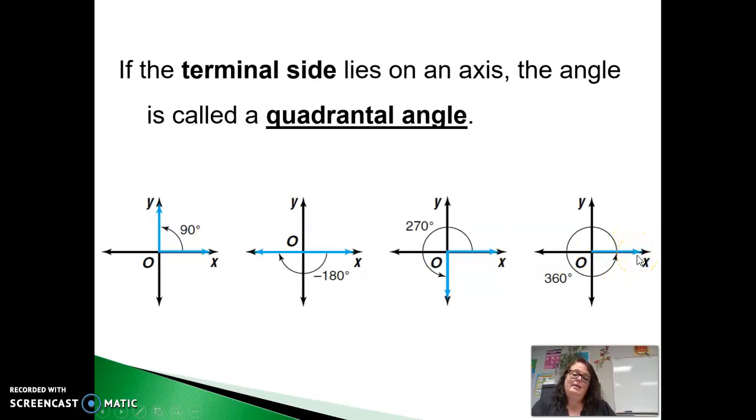And notice in this case, the initial side and the terminal side are both on the positive x-axis. So that means that it's a complete revolution. So if I go all the way around one revolution, that's 360 degrees, which we talked about in the previous slide.